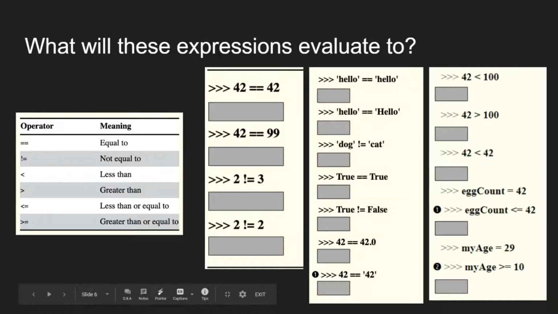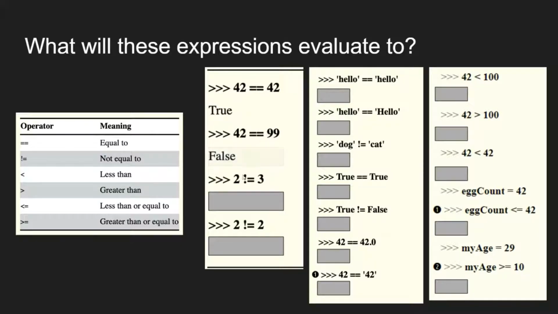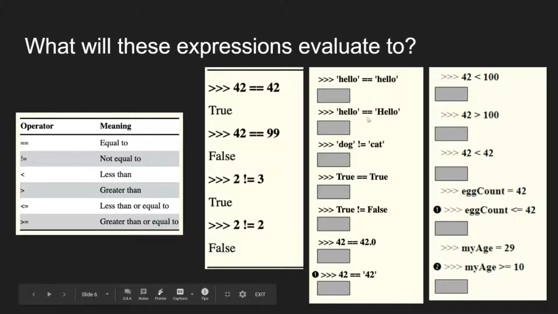I'll try to go over a couple more examples pretty quickly. For reference, on the left here is the table of all the Boolean operators. So we can see, does 42 equal 42? True. What does 42 equals 99 evaluate to? False. 2 doesn't equal 3 evaluates to true. 2 doesn't equal 2 evaluates to false. Hello equals hello evaluates to true. Notice these two strings are actually different, so it will evaluate to false. Dog doesn't equal cat. This evaluates to true.